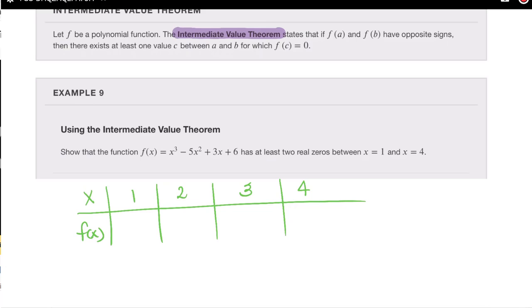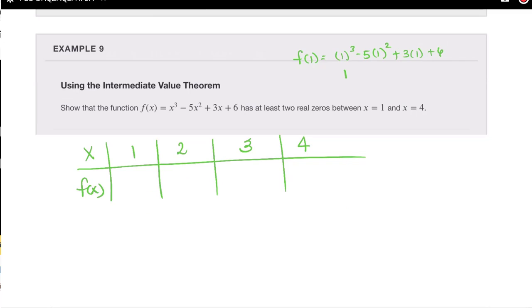So I'm going to do f at 1, and so then you'd put 1 in for all the x's. So 1 to the third is 1 minus 5 plus 3 plus 6. So 1 minus 5 is negative 4 plus 3 plus 6. Negative 4 plus 3 is negative 1 plus 6, and we get 5.